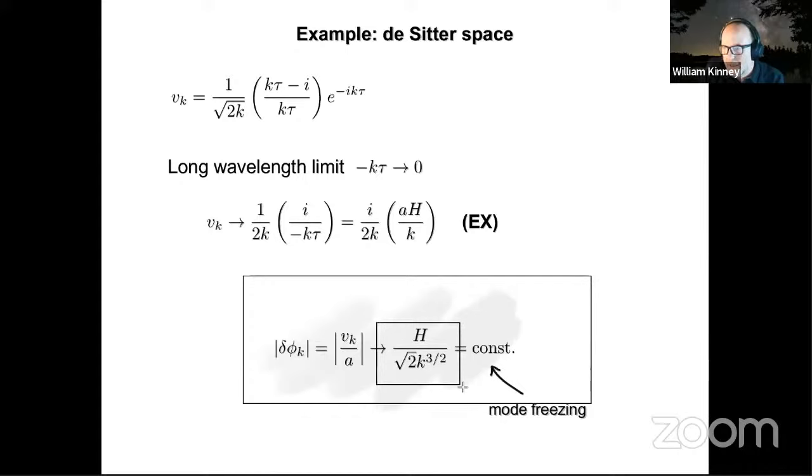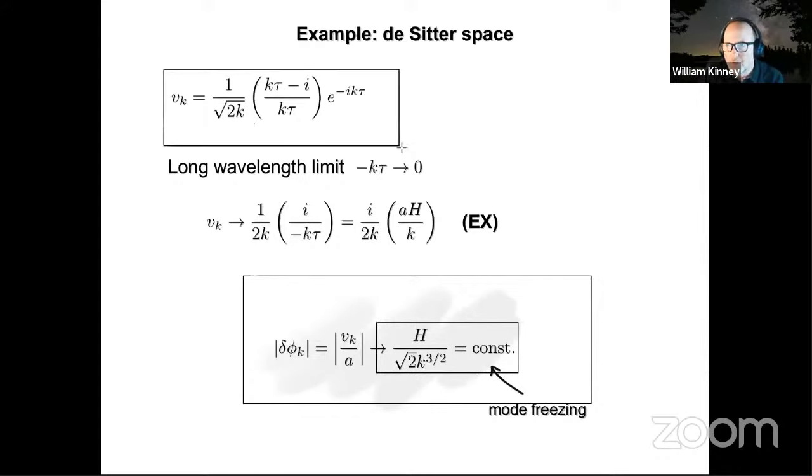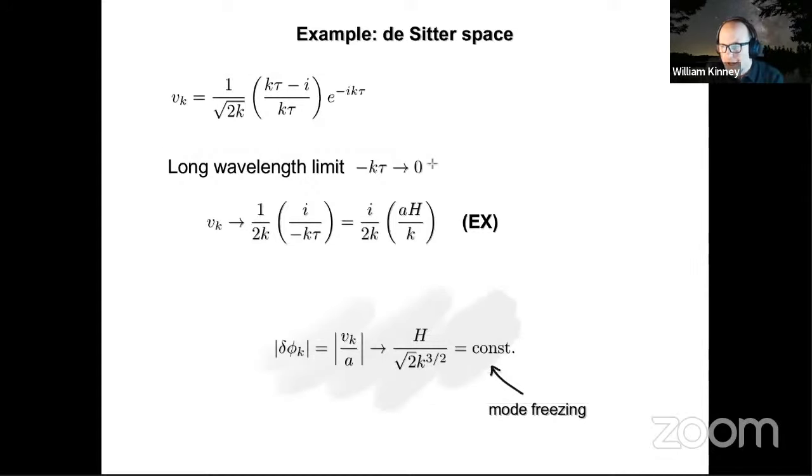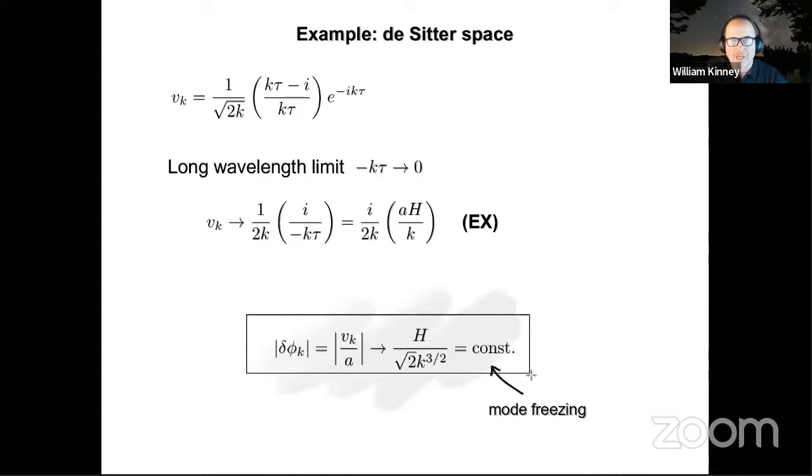And not only that, but I can calculate exactly the amplitude of that frozen mode by starting with the short wavelength mode, with the exact mode function that was normalized to a Bunch-Davies vacuum at short wavelength. I end up with this famous result that the field fluctuation amplitude is proportional to the Hubble parameter, right? So at the end of the day, all of this quantum field theory in curved spacetime gives me this lovely, elegant result that I end up with a frozen field fluctuation whose amplitude is equal to the Hubble parameter.